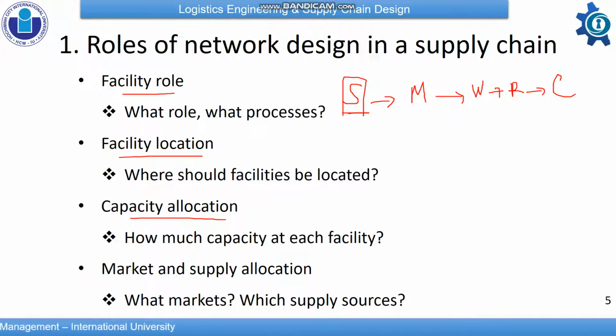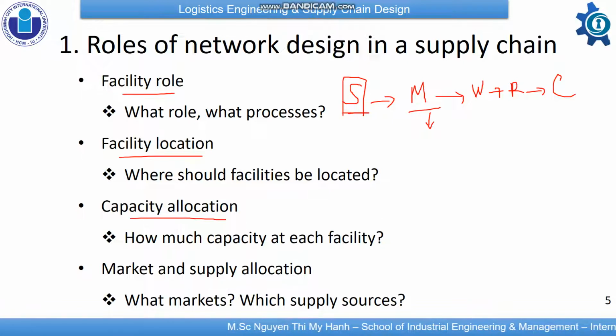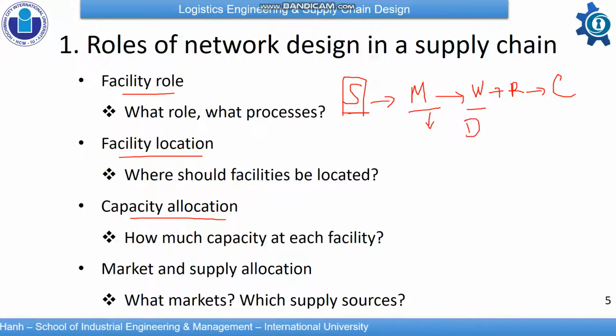The second one is facility location. Where should facilities be located? Where should you put your manufacturer? Where should you put your distribution center or logistics center, and so on and so forth.